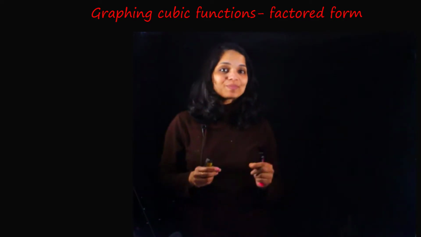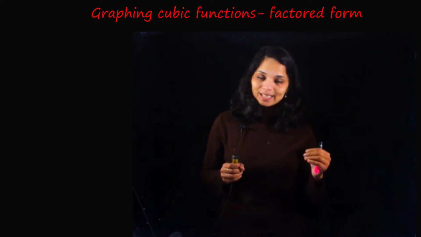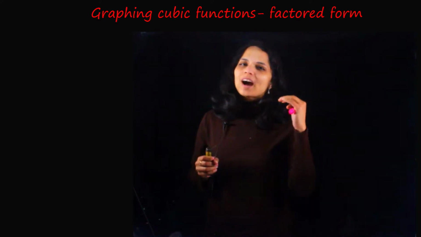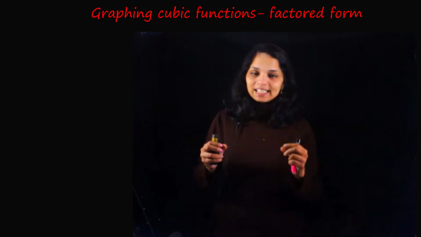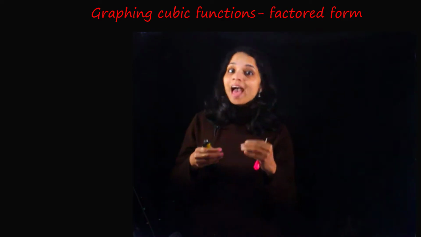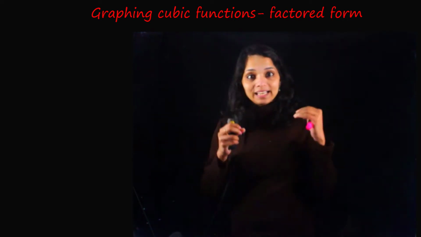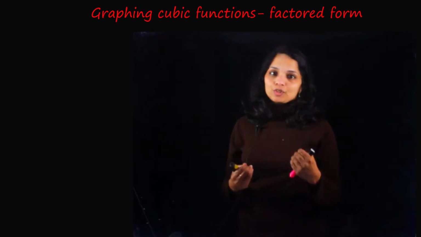Welcome everyone. In this video, we're going to learn how to graph cubic functions if the factored form is given. We already learned in a previous video how to graph a cubic function if the general form is given. So what's the difference here? In general form, we need to factorize the function first and then graph it. But here, the factored form is already given, so it's much simpler compared to the general form.